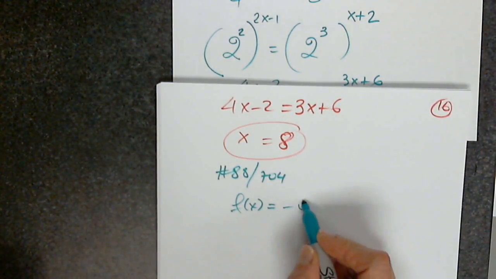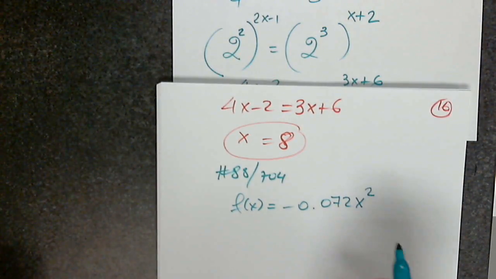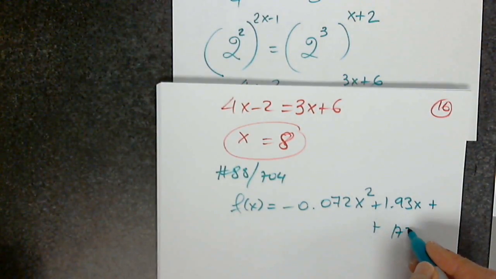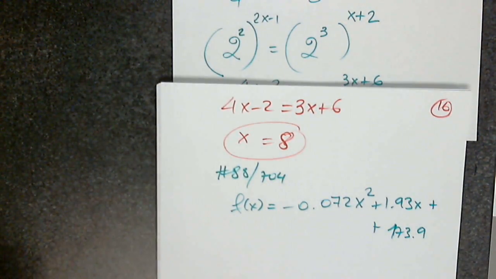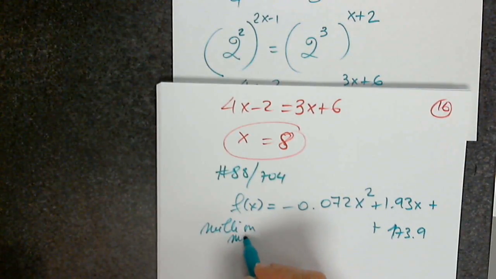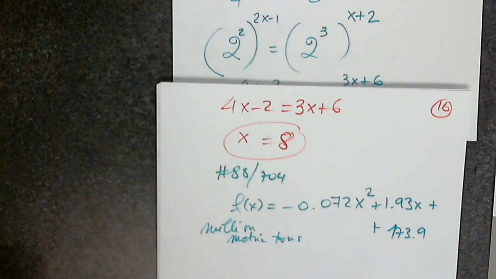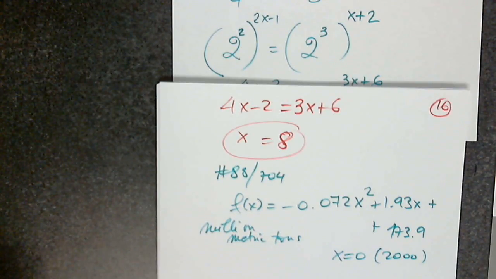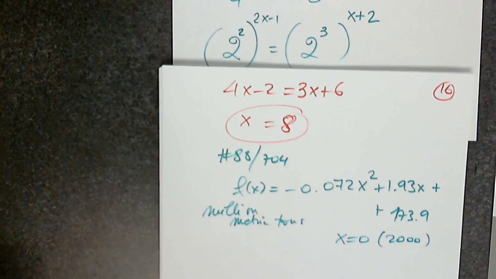Look at that. Plus 1.93x and plus 173.9. Where f of x is the amount of methane produced in million metric tons. So that's the air we breathe. And x is the number of years after 2000, which means x equals 0 represents the year 2000. According to this model, what will U.S. emissions of methane be in 2018?